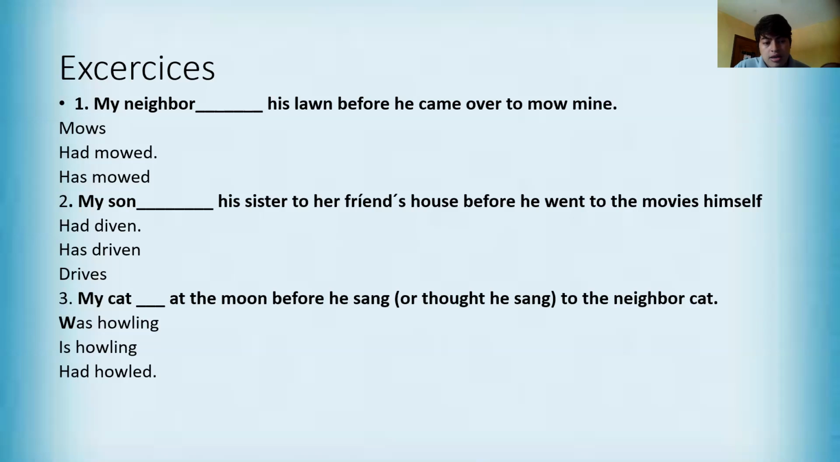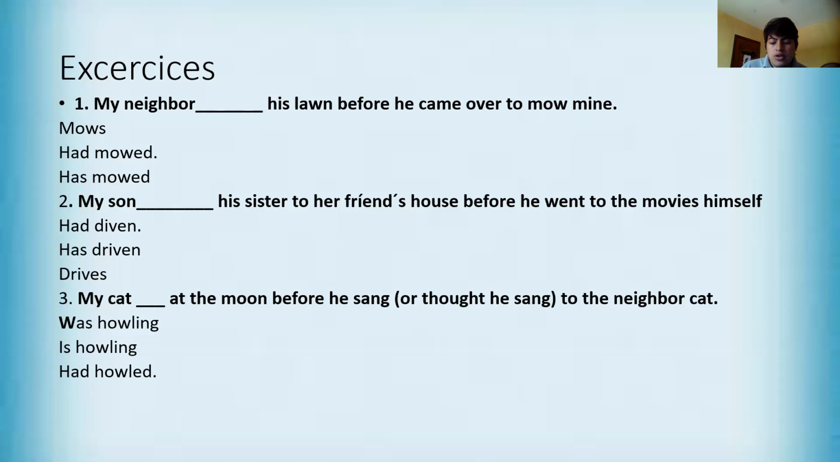Drives or had driven? Had driven, it's correct. And the final one: my cat howled at the moon before he sang to the neighbor cat. Was howling, is howling, or had howled? Had howled, right? Okay, very good.